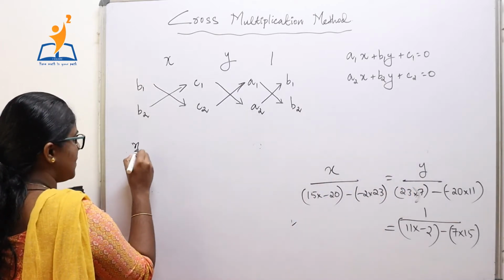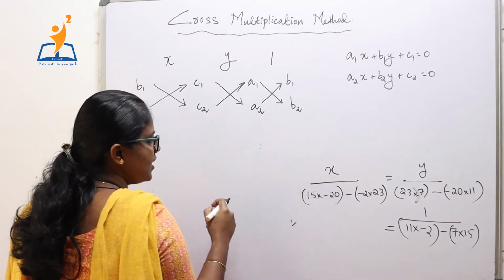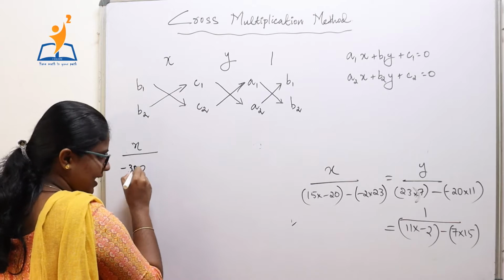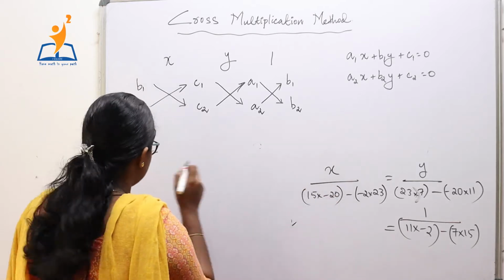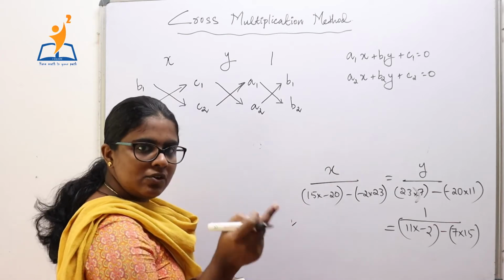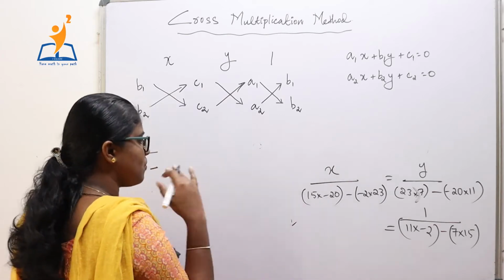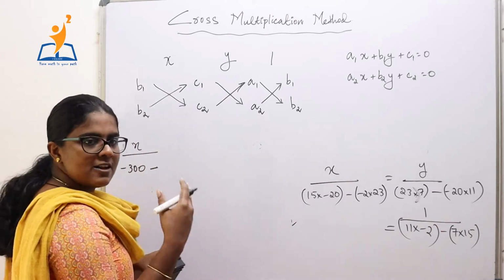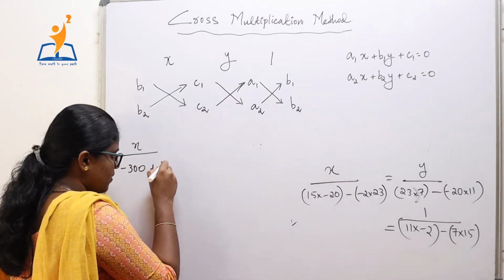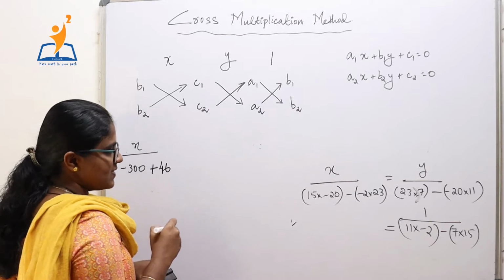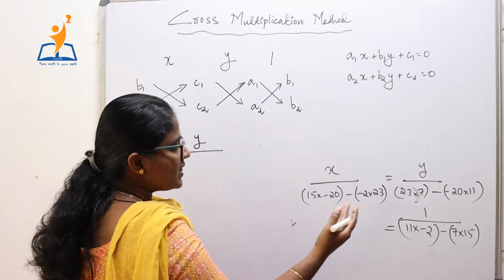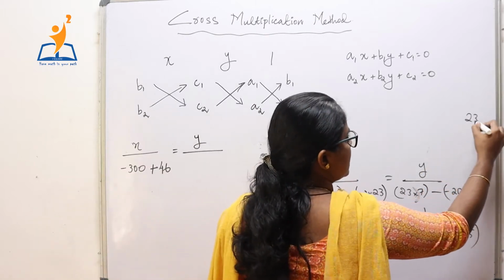That is x by 15 into minus 20. We will get minus 300, and minus 2 into 23. 2 into 23 is 46. So minus 2 into 23 is minus 46, and this negative and negative becomes positive. So it will become plus 46 equals y by 23 into 7. What is 23 into 7?